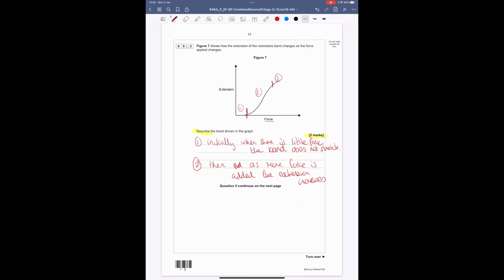And we can then say, because it isn't going up in a straight line, it's not a directly proportional relationship, it's not a linear relationship. If it goes up in a straight line, we can describe it as linear, but this, because it's a curve, is a non-linear relationship.